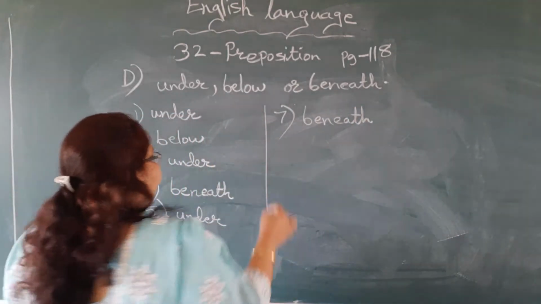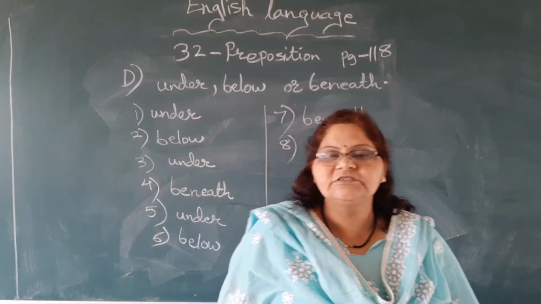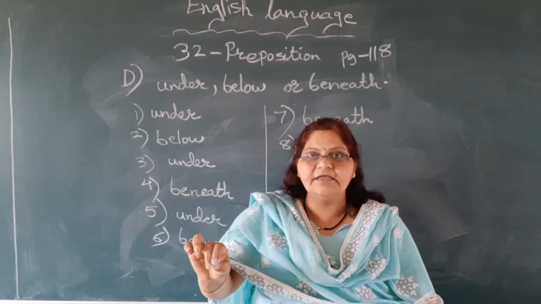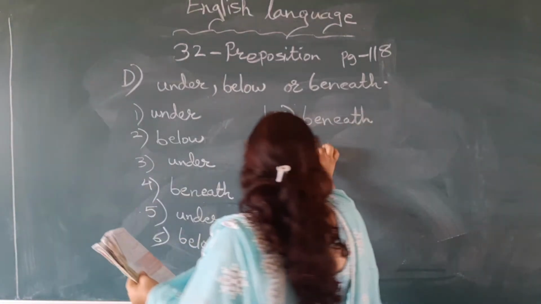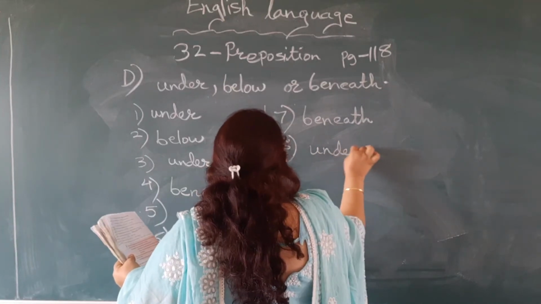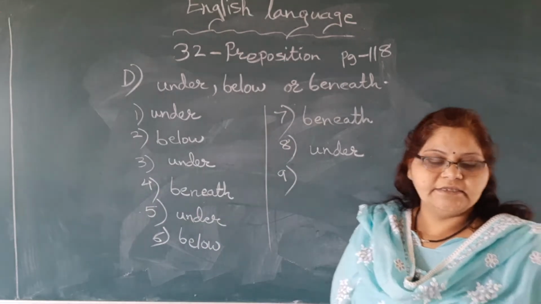Number 8. Draw line dash the word. So when you are drawing the line, it is under the word. What is the preposition going to use here? Under. Under the word.